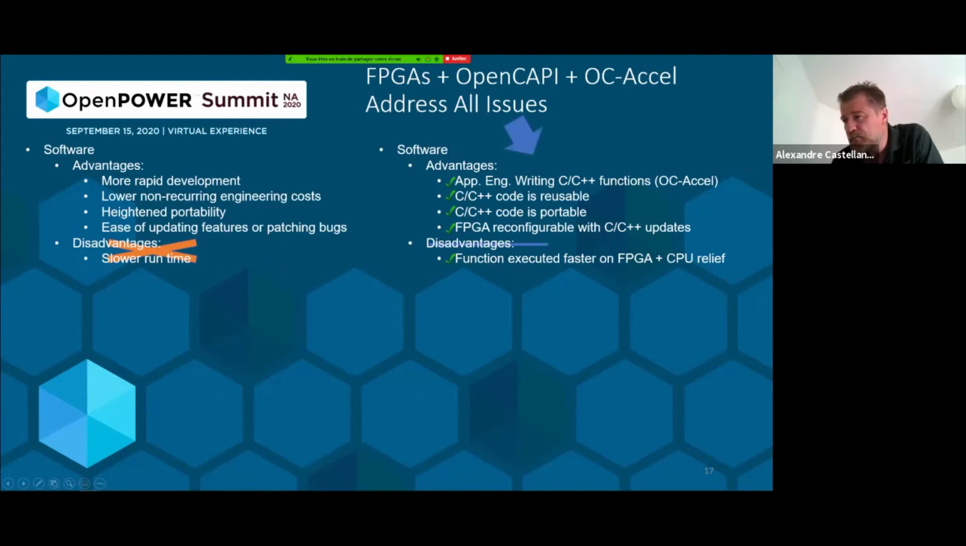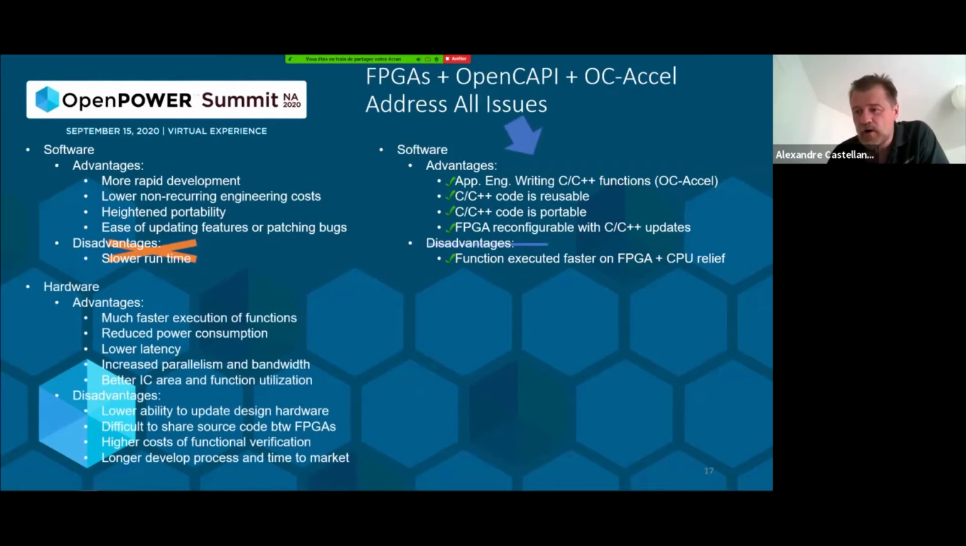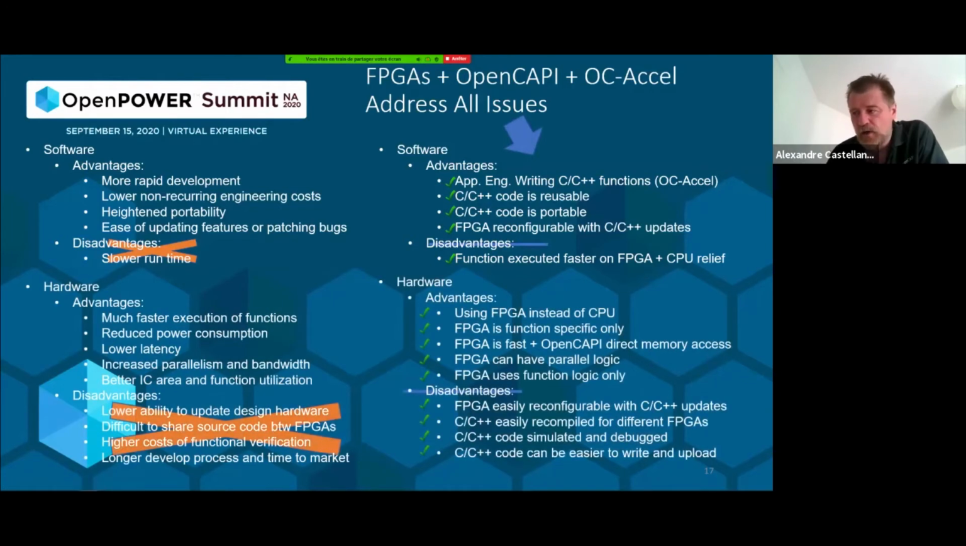So we will describe the logic using C or C++, and we will use the Xilinx HLS tool to convert our description into something that the FPGA can understand. Why the hardware was very long to develop, now thanks to this HLS and thanks to the OpenCAPI very fast access to the memory and direct access to the memory, we can reduce a lot these disadvantages.